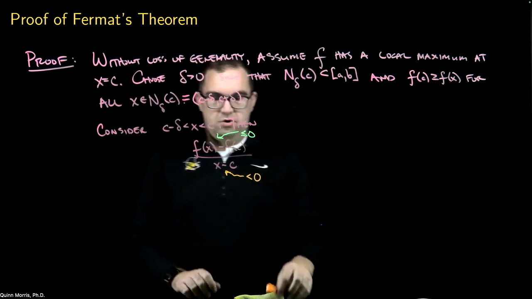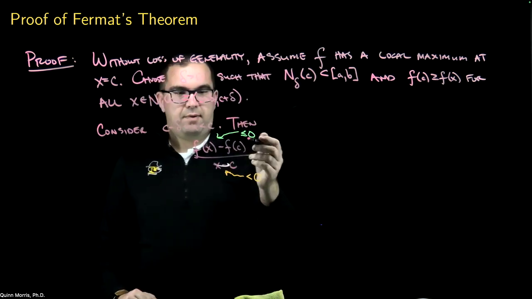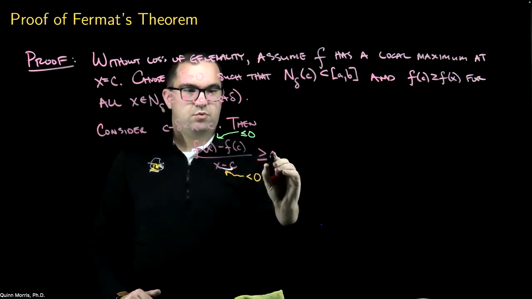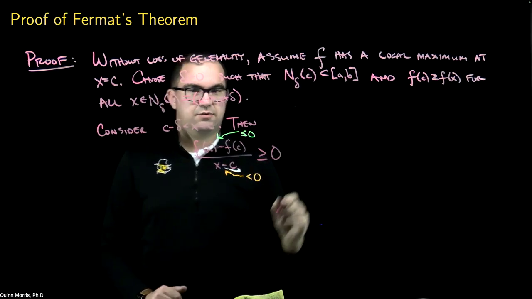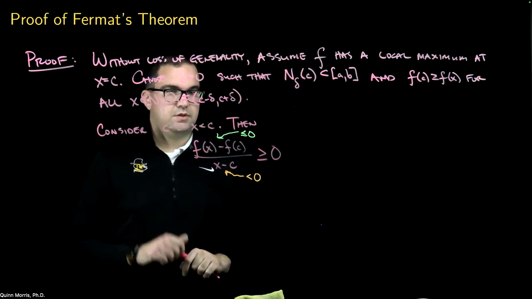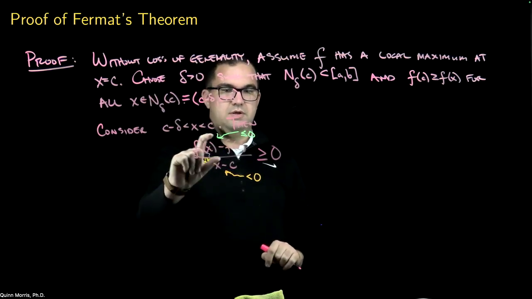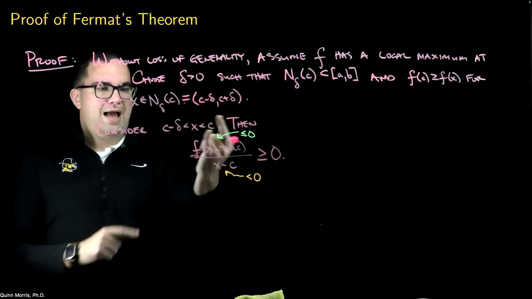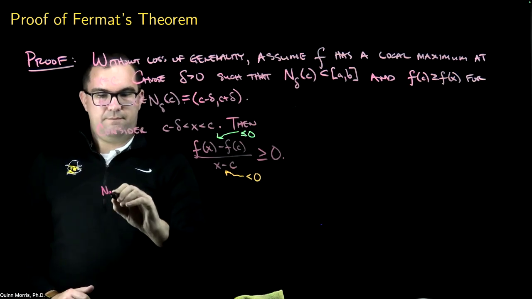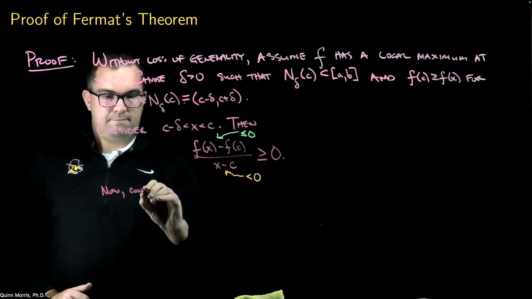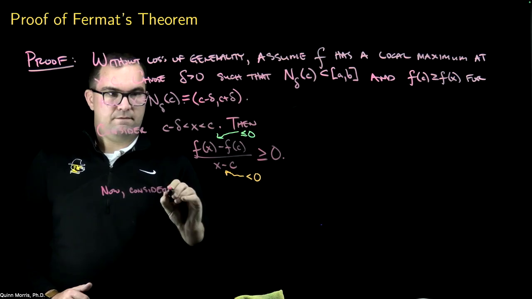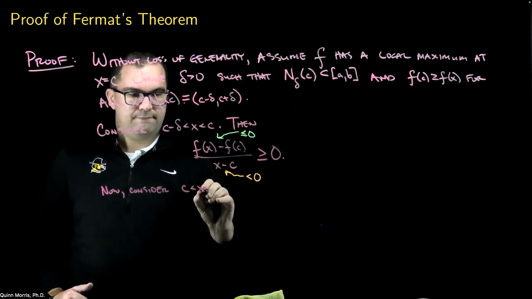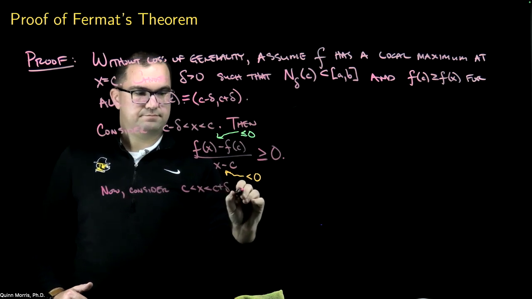Okay. So what do I have here? I have non-positive over strictly negative. This quantity will be greater than or equal to 0, right? So for x values in this interval, this quantity must be greater than or equal to 0. Well, now let's look on the other half of that neighborhood. So now consider x in the interval C to C plus delta.